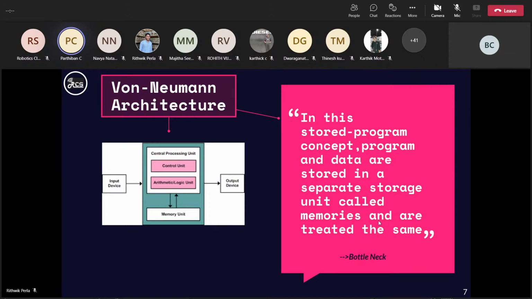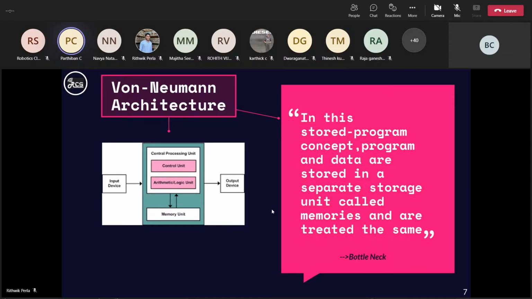Fixed program is nothing but a computer which is designed for doing a particular task, like calculators, which are called fixed program computers, whereas stored program computers are computers used for doing multiple tasks on certain applications. Now coming to von Neumann architecture, as the name suggests, it was proposed by Sir John von Neumann, and in modern computers, this architecture is majorly used. Let us see what this architecture says.